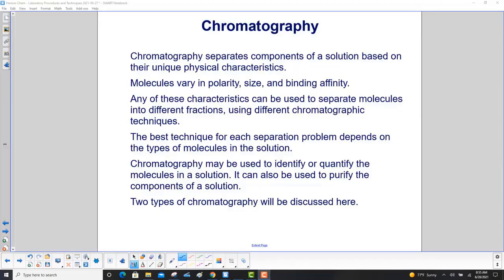Chromatography separates components of a solution based on their unique physical characteristics. Molecules vary in polarity, size, and binding affinity. Any of these characteristics can be used to separate molecules into different fractions using different chromatographic techniques. The best technique for each separation problem depends on the types of molecules in the solution. Chromatography may be used to identify or quantify the molecules in a solution. It can also be used to purify the components of a solution. Two types of chromatography will be discussed here.